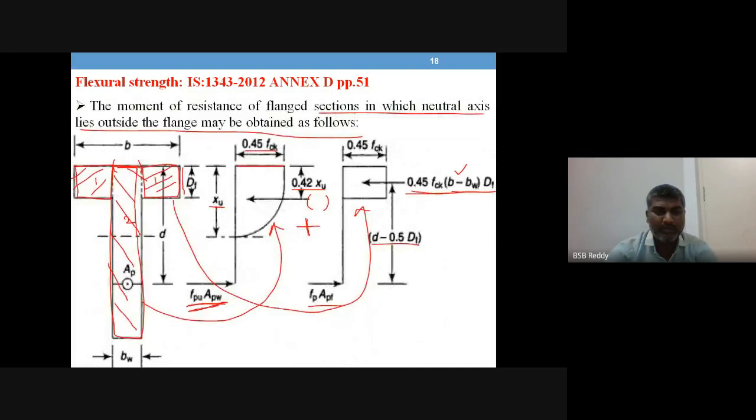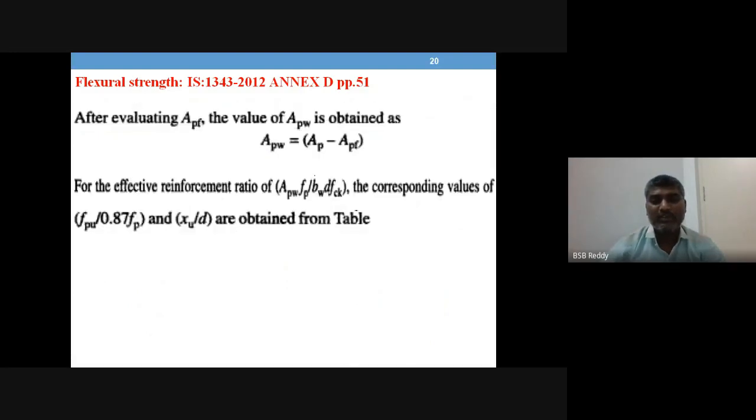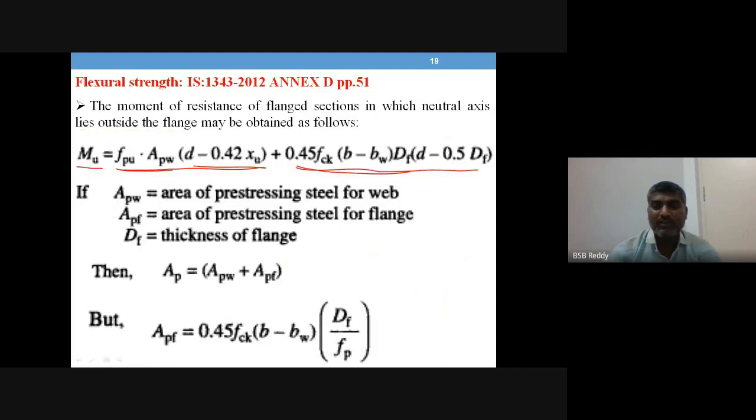FPU APW is the force, lever arm again same, D minus 0.42 XU is the lever arm, plus this is resistance from web. Similarly, you have to write a formula for resistance from flange. So what is resistance from flange? 0.45 FCK (B minus BW) DF into (D minus 0.5 DF). Force into lever arm. Okay, compressive force into lever arm D minus 0.5 DF.